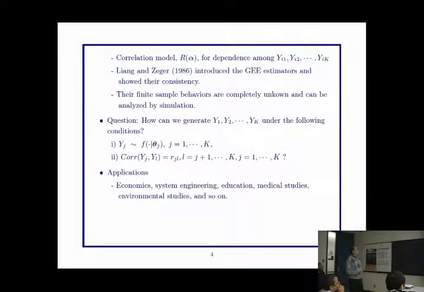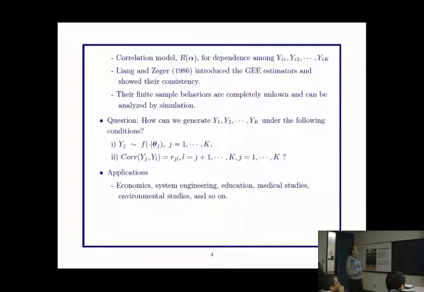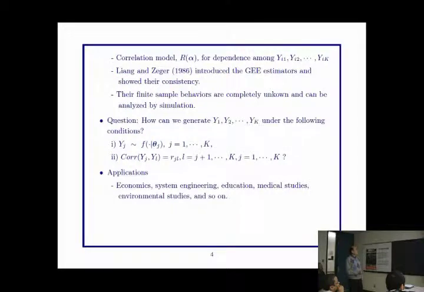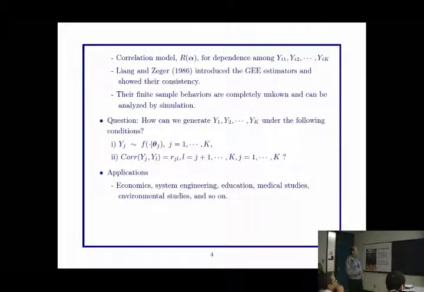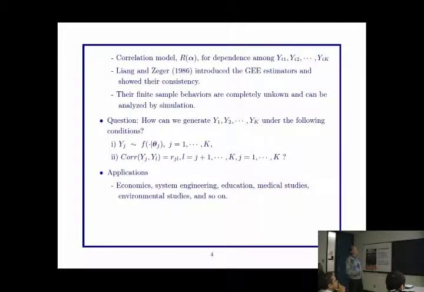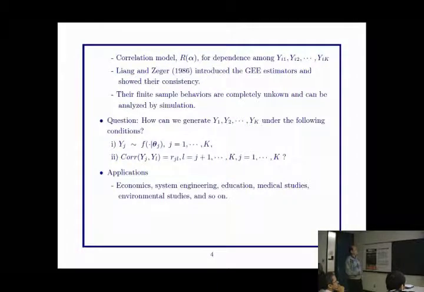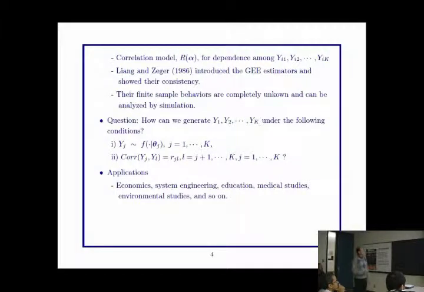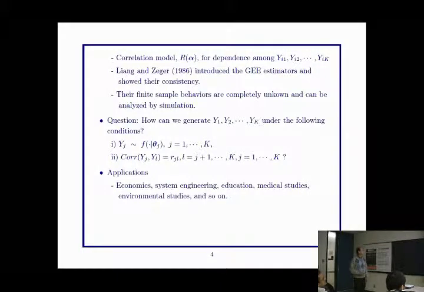So they have really nice asymptotic properties, but the problem is there is no way to figure out the finite sample performance. Okay? So to investigate their finite sample performance, they need simulation. It is possible only by simulation. So that is the background. So you need to generate such a type of data for these simulation studies. So the problem is here.